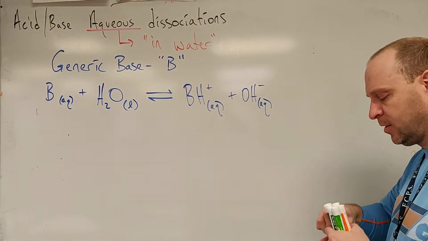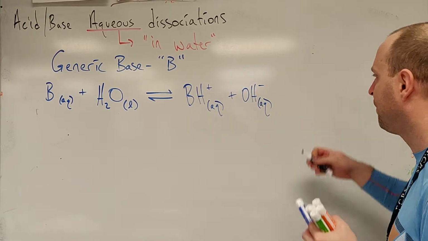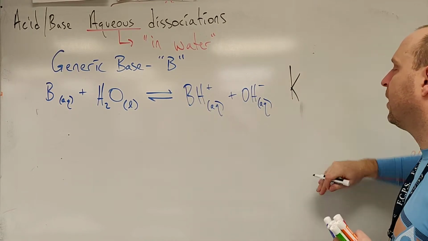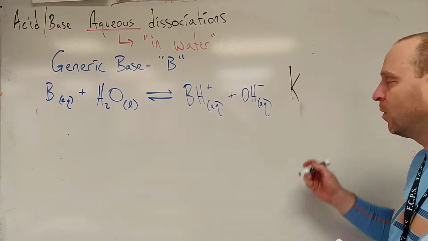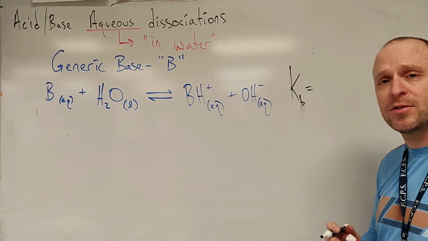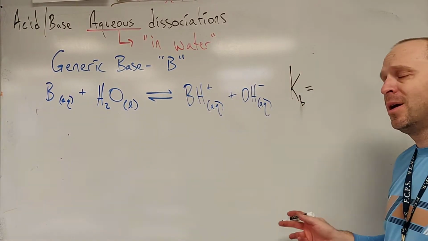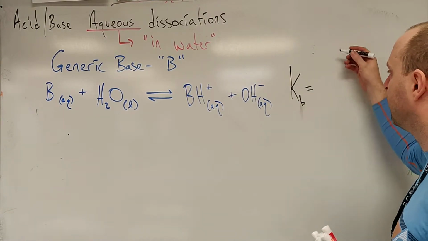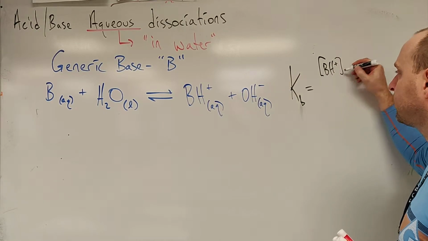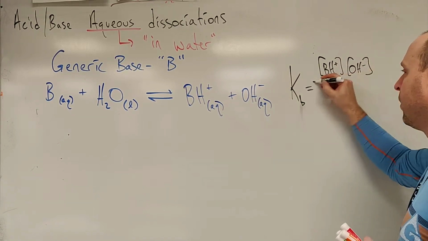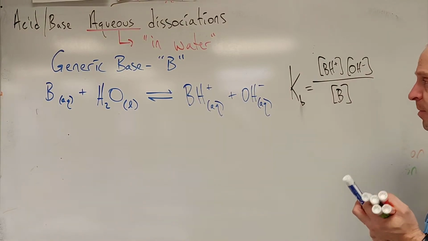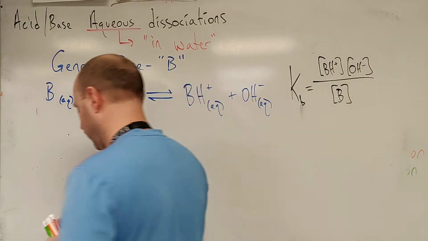While we're writing things, let's get our K expression right away. This is not a Ka, it's no longer an acid dissociation equation, it's a Kb, a base dissociation. But the process is the same, products over reactants to their coefficient powers, and we're only going to do that for aqueous and gas, but not gas for acids and bases. So we're going to have our concentration of BH+, concentration of OH-, over the concentration of B, whatever that is. All right? And we can label some things the same way we labeled conjugates before.